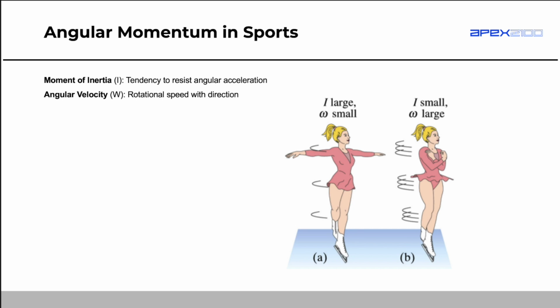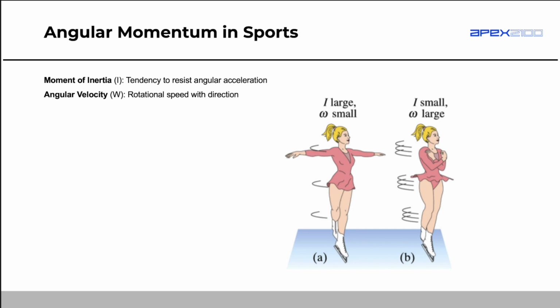So in this example, when we've got the arms out, we've got a large moment of inertia, so the arms are resisting that spinning acceleration, and we've got a small W, so she's not spinning very fast. She's not got a very big angular velocity, so she's not spinning at a fast speed. When we tuck in the arms, the moment of inertia becomes small, so now she's not resisting the acceleration, and the angular velocity, the W, becomes large, so now she's got a very large rotational speed.